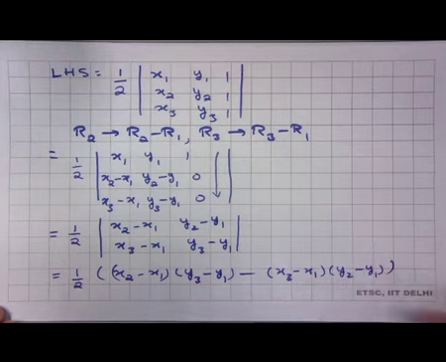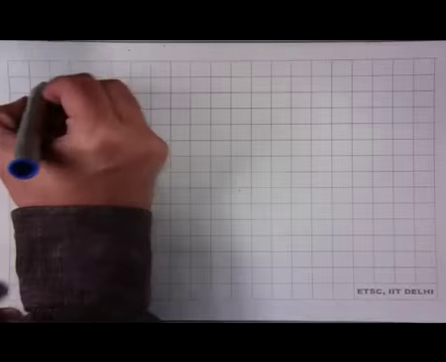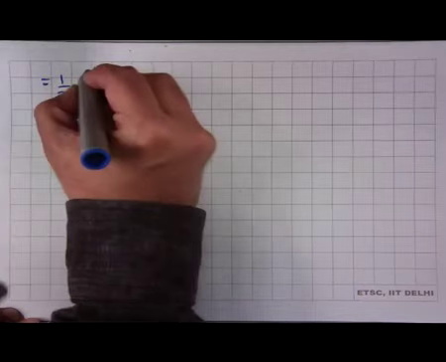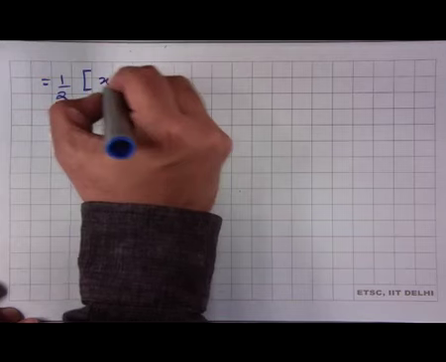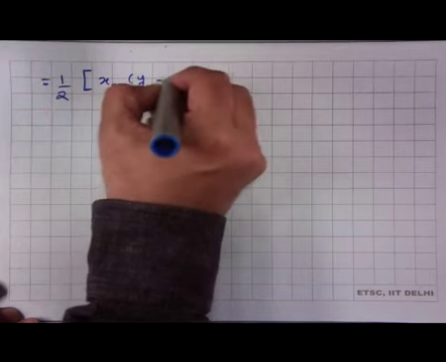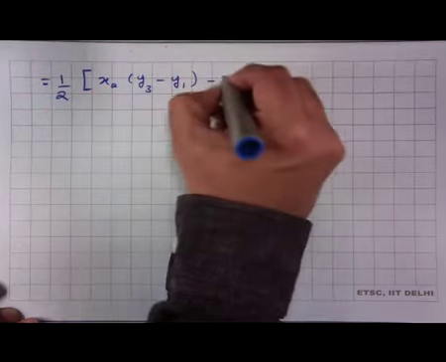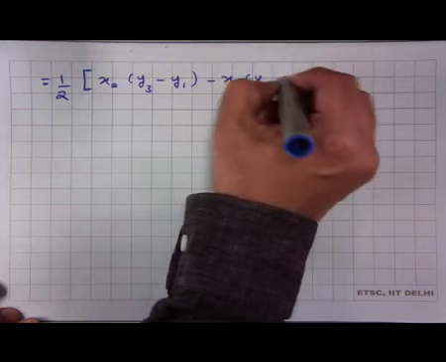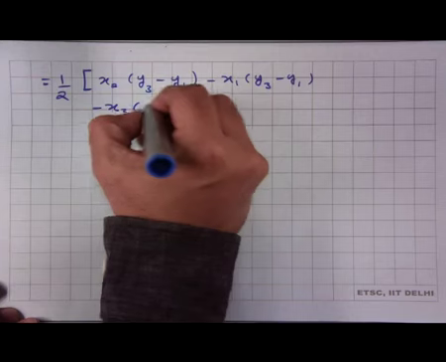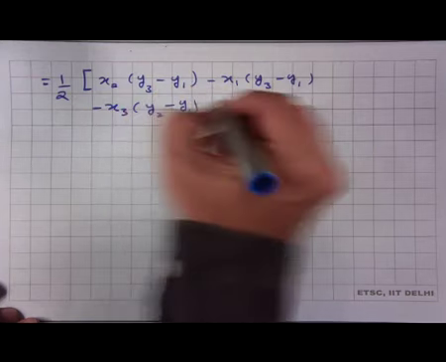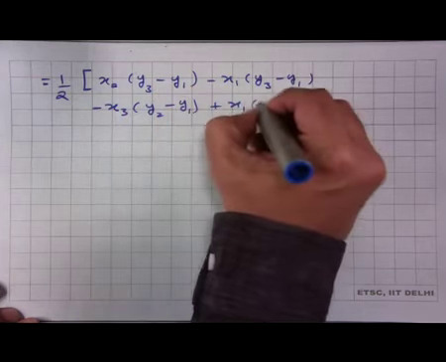And what we have to show is that it is in terms of sums which have common x's. So let's expand the x values. So we have x2 (y3 minus y1), minus x1 (y3 minus y1), minus x3 (y2 minus y1), plus x1 (y2 minus y1).